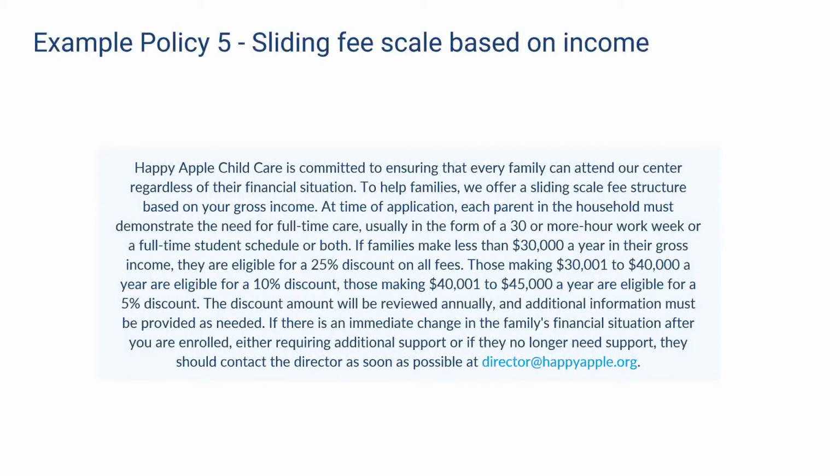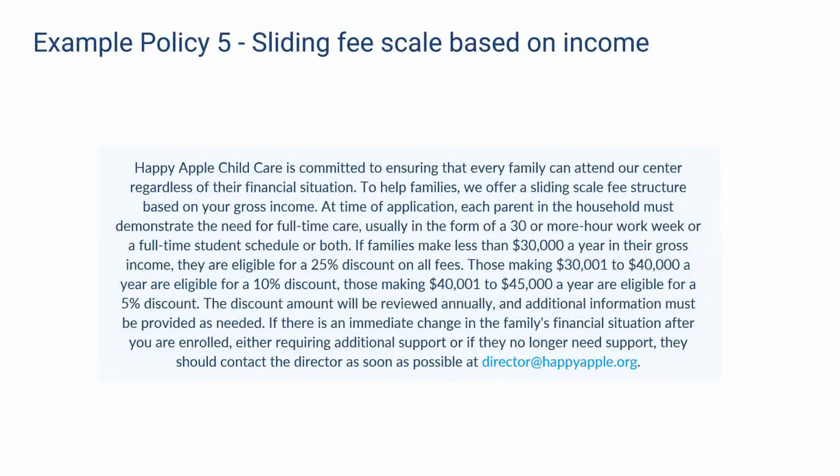If families make less than $30,000 in a year in their gross income, then they're eligible for a 25% discount on all fees. And then those making the next level of income, higher level of income a year, are eligible for a 10% discount. Those that are making the next level, higher income level, are eligible for a 5% discount. The discount amount will be reviewed annually, and additional information must be provided as needed. And then if there's an immediate change in the family's financial situation after you're enrolled, either requiring additional support or if you no longer need support, you should contact the director as soon as possible.